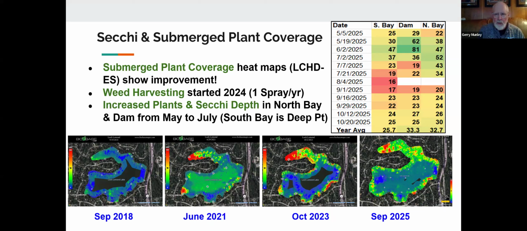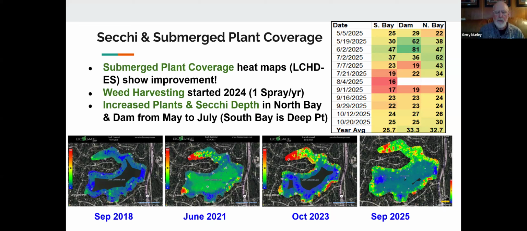If you look at the heat chart on the upper right, in the spring, our Secchi depths in North Bay and in the dam area were where there were more aquatic plants growing. We actually had a little increased depth, and that was not typical of some of our historical 25-year data. So we were kind of jumping up and down on the boat at that one.